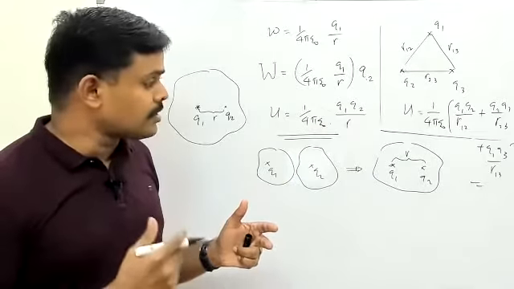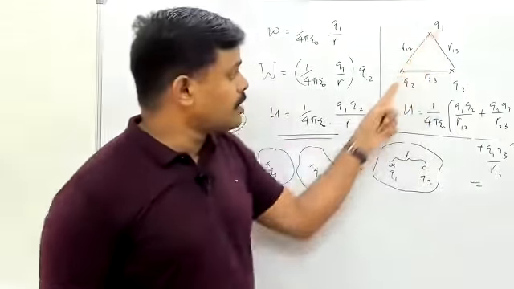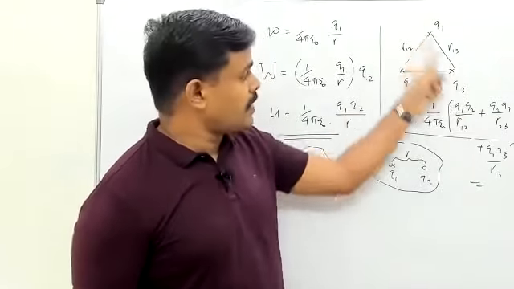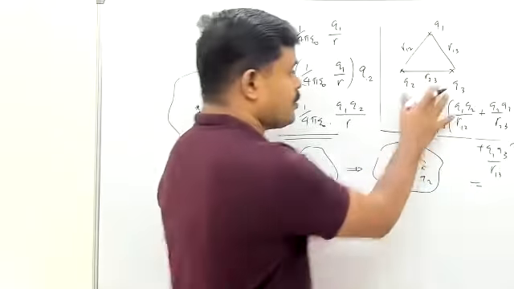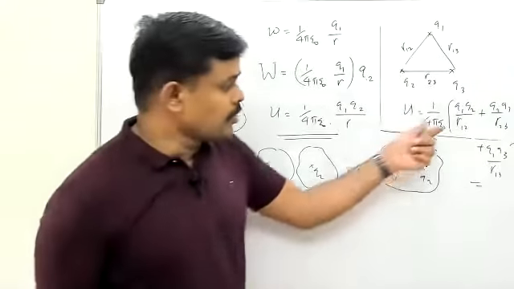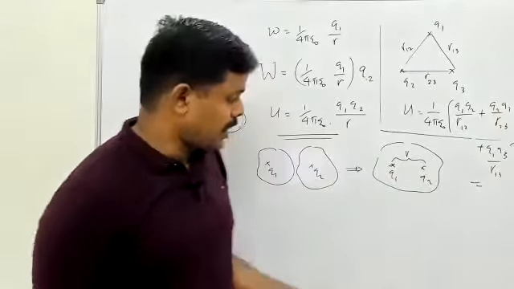If you extend this to a three particle system, look at this, 1, 2, 3. Between 1 and 2 it is R12, between 2 and 3 it is R23, between 1 and 3 it is R13. So I can write the potential energy for the system here: 1 by 4 pi epsilon 0 Q1 Q2 by R12 plus Q2 Q3 by R23 plus Q1 Q3 by R13.